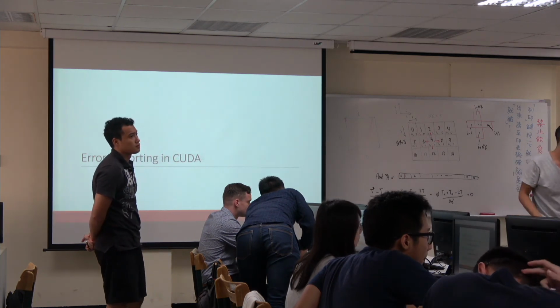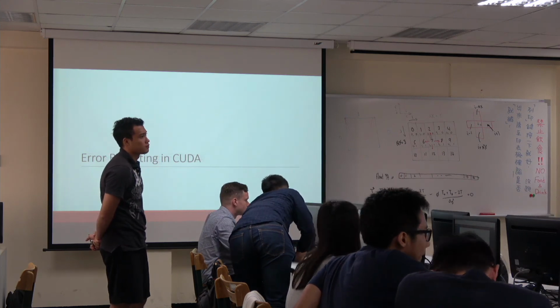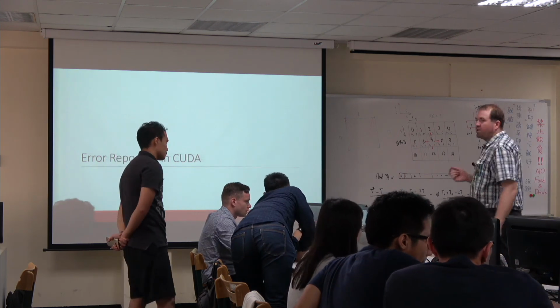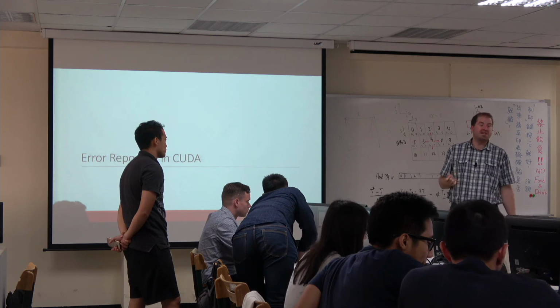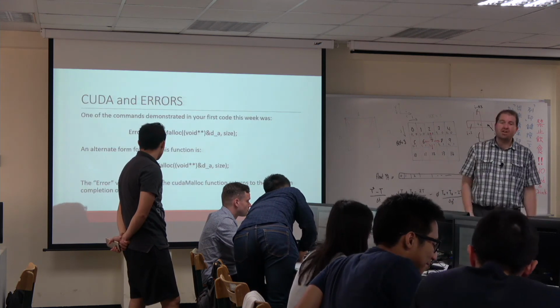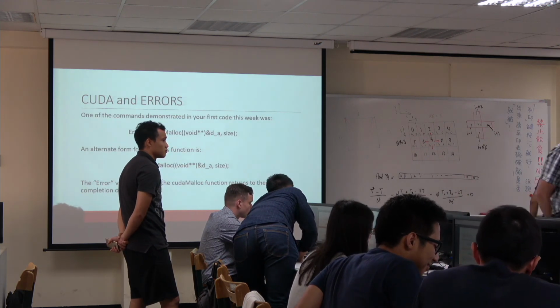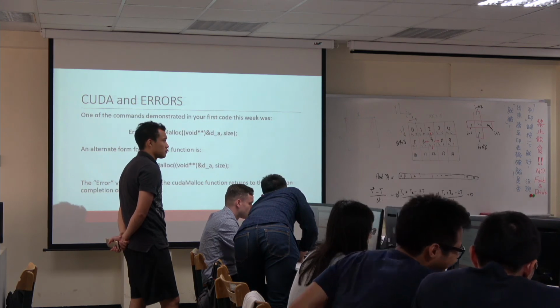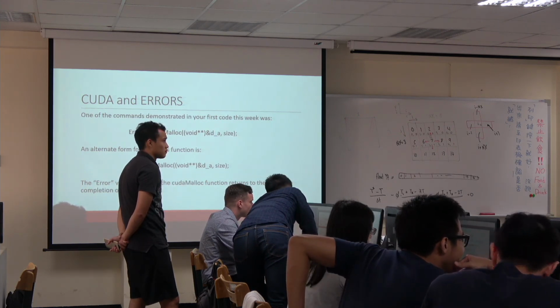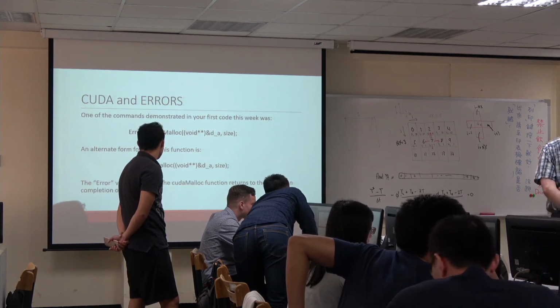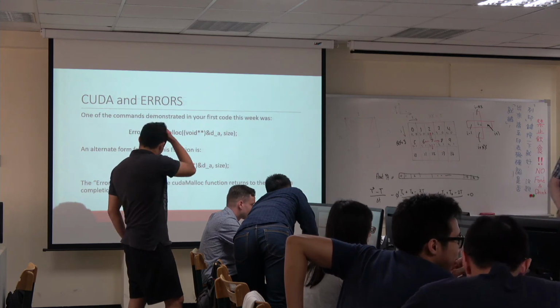But error reporting in CUDA, you guys have had a glimpse at already. We use the CUDA error type to report errors back to us. In the code that you just ran, this is the one. This is the code that we looked at. We use error equals CUDA malloc. The error variable contains information regarding our error.